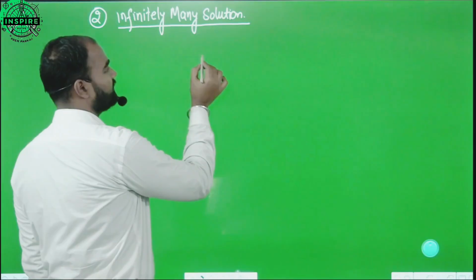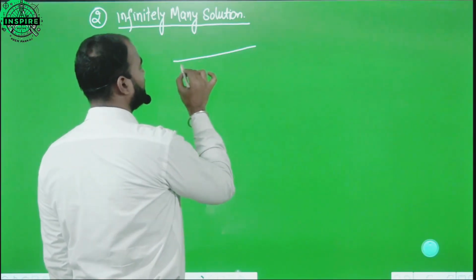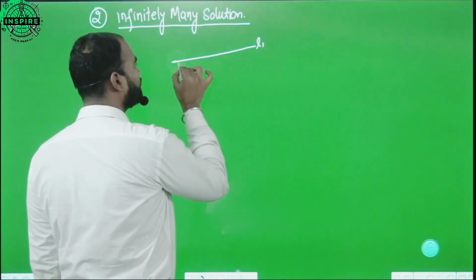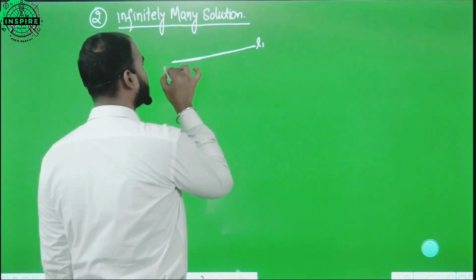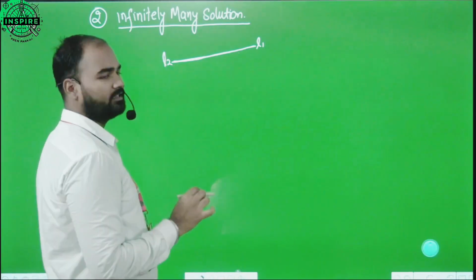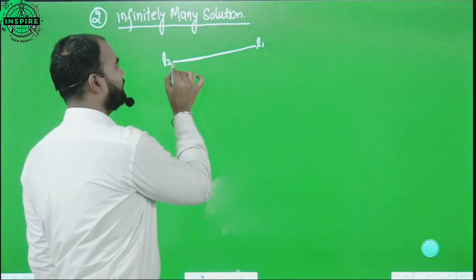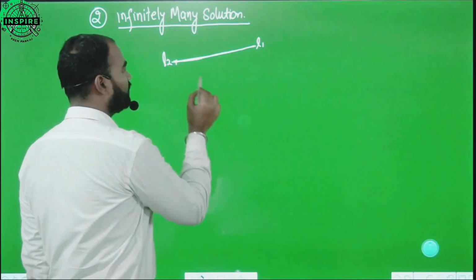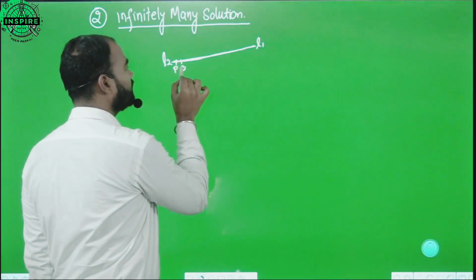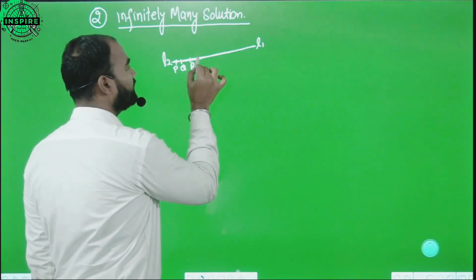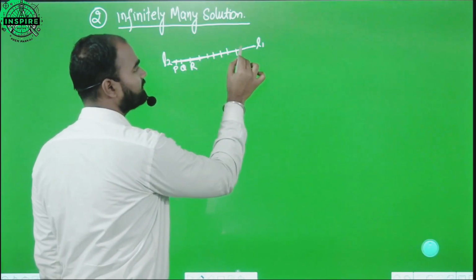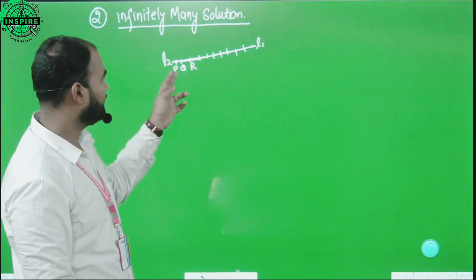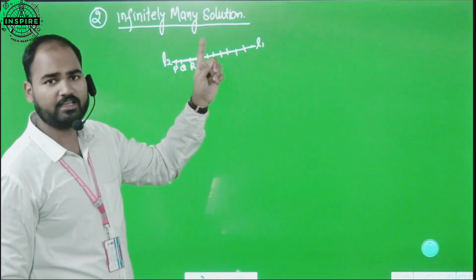Let's understand this with a graph, with a line. Like this is a line L1 and a second line L2 coincides with this line. Second line L2 coincides with line L1. Then point P gives a solution, point Q gives a solution, and point R gives a solution. There are infinitely many points which give the values of x and y. Hence we can say there are infinitely many solutions.